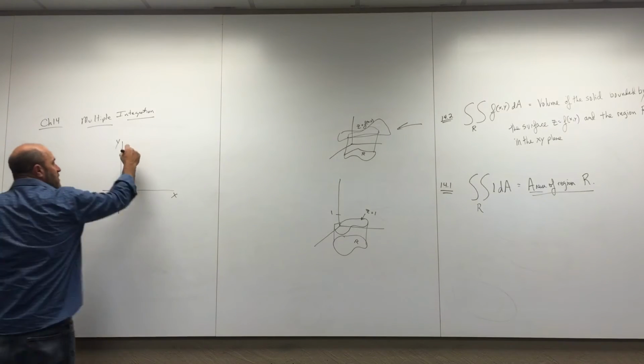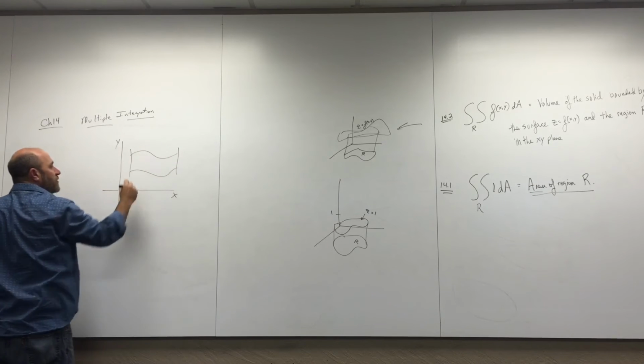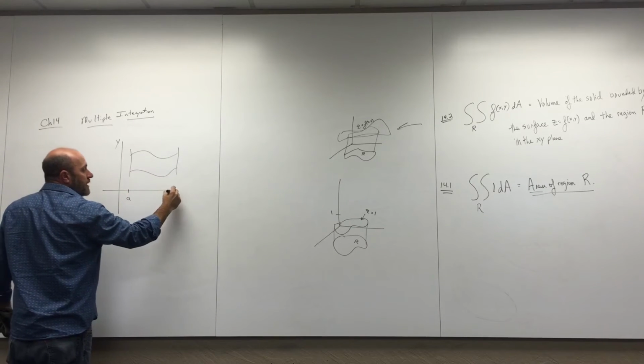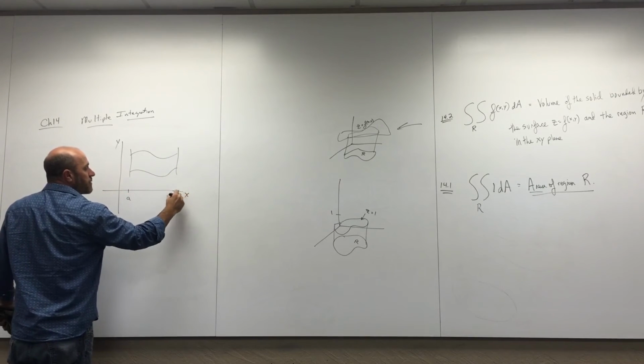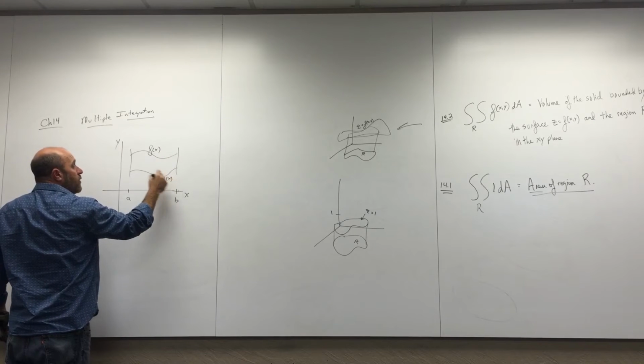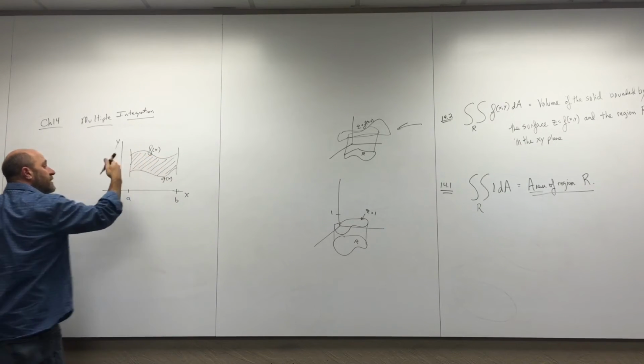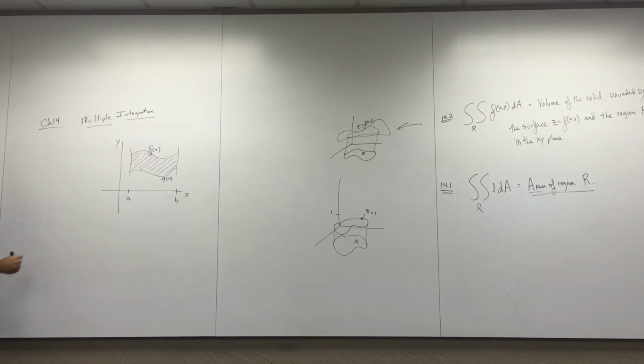So watch this. I want to find the area of this thing. I'm just making up a problem here. I'm going to call these a and b, and I'm going to call these f of x and g of x. And I want this area. Now, just go back to Cal 1 or Cal 2. How would I find that area? Rectangles. Or integrate, just a single integral.